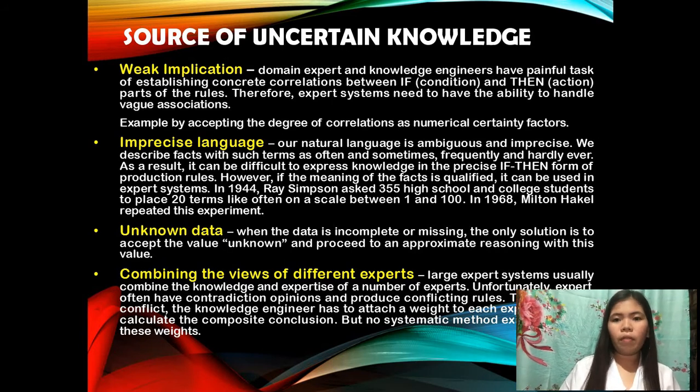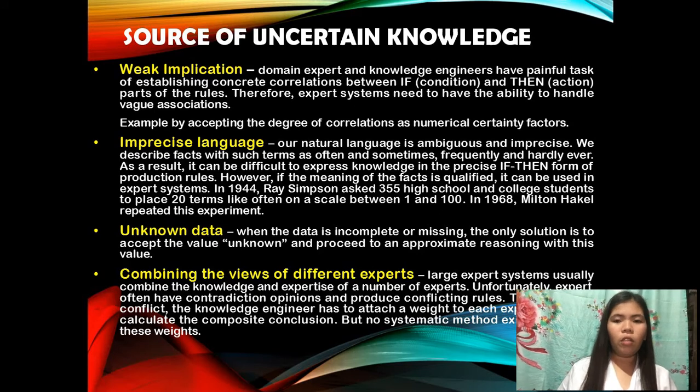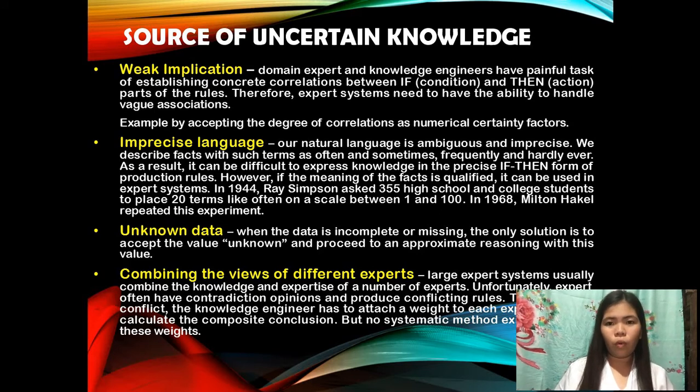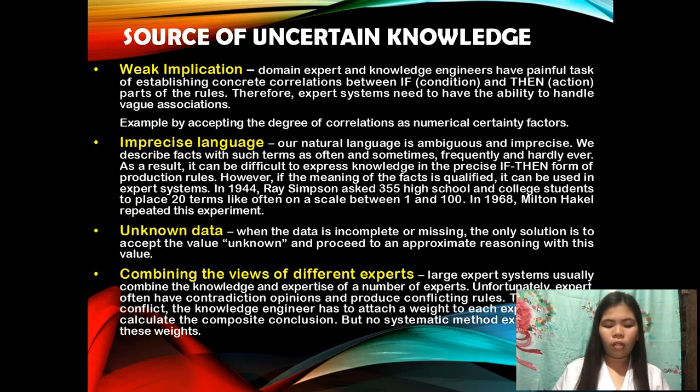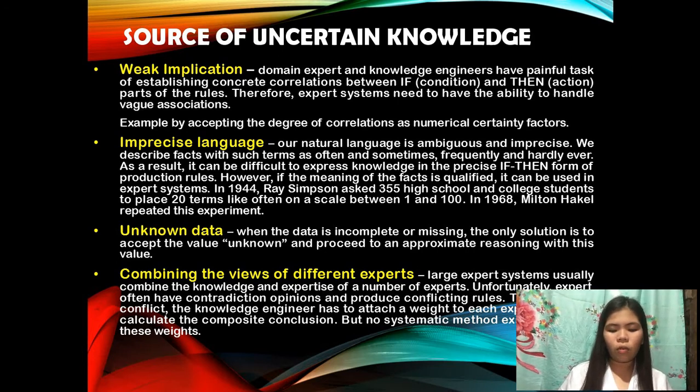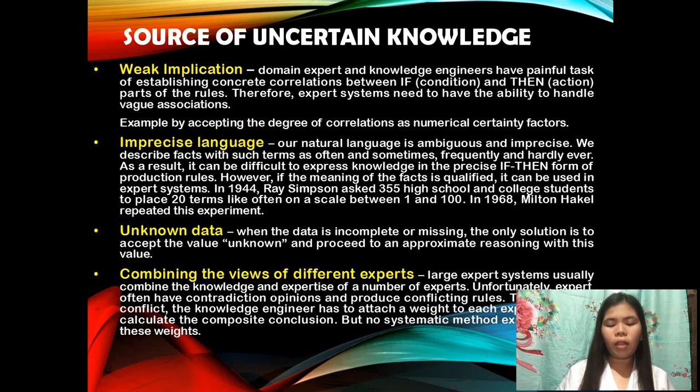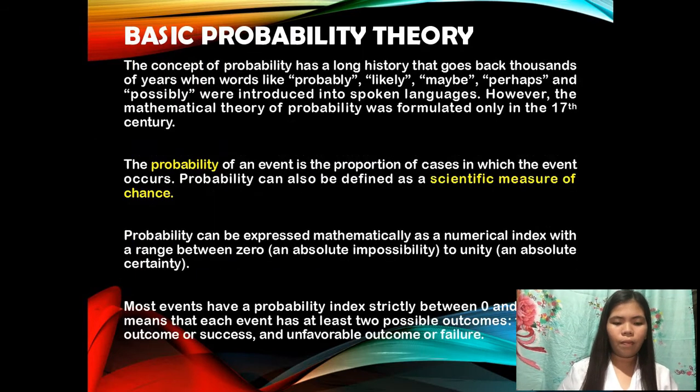Combining the views of different experts. Large expert systems usually combine the knowledge and expertise of a number of experts. Unfortunately, experts often have contradictory opinions and produce conflicting rules. To resolve the conflict, the knowledge engineer has to attach a weight to each expert and then calculate the composite conclusion, but no systematic method exists to obtain these weights.